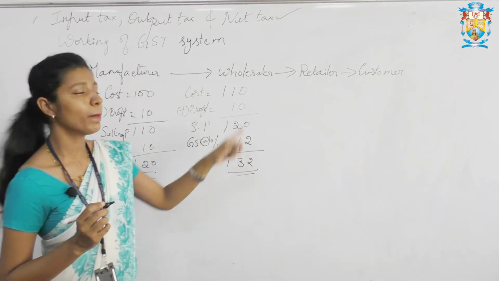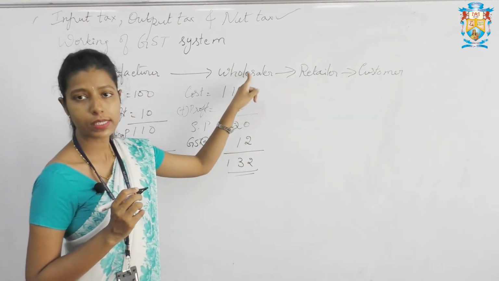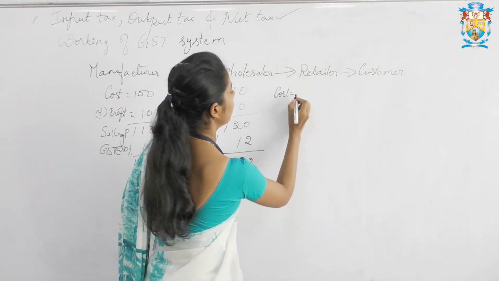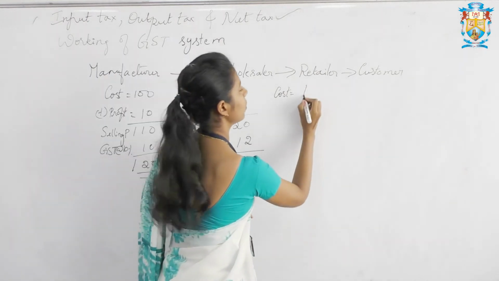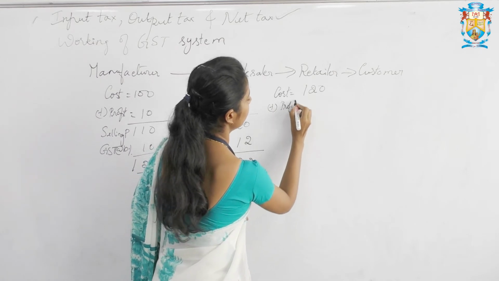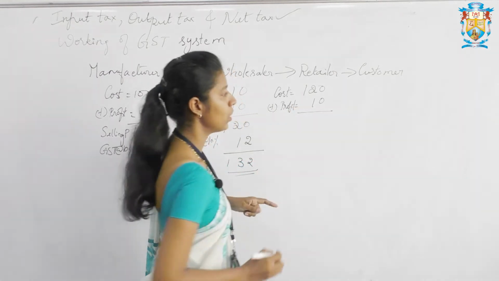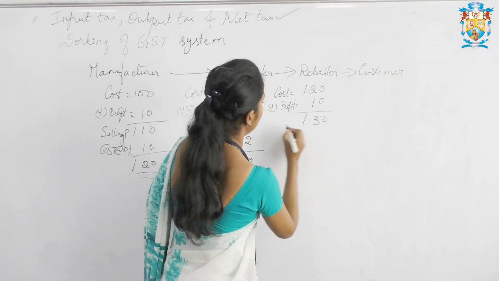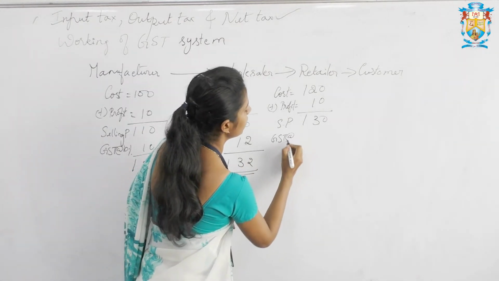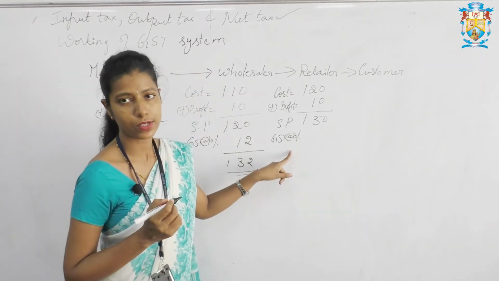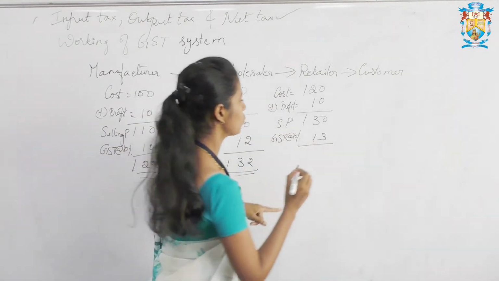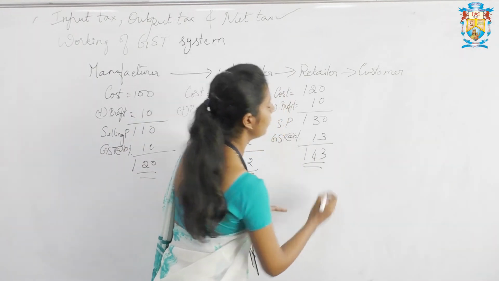So the total amount will be 132 rupees. Coming to the retailer, the selling price of the wholesaler will become the cost price for the retailer. So the cost price fixed by the retailer is rupees 120 and he keeps a profit of rupees 10. So the selling price will be 130 rupees. The GST rate of that product is 10%. So 10% on 130, the tax will be 13. So the amount will be 143.